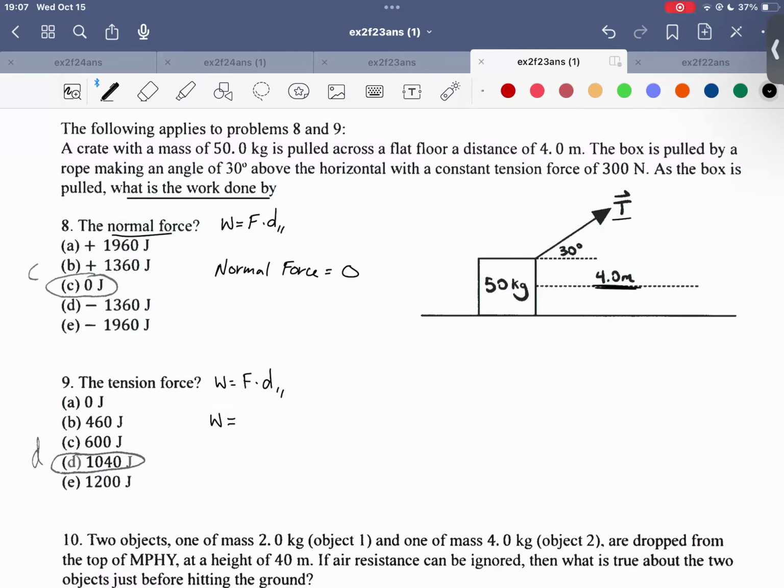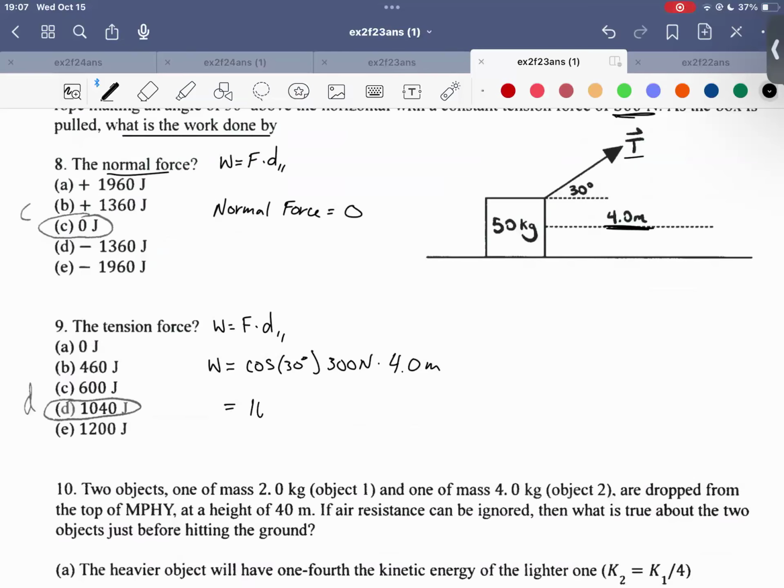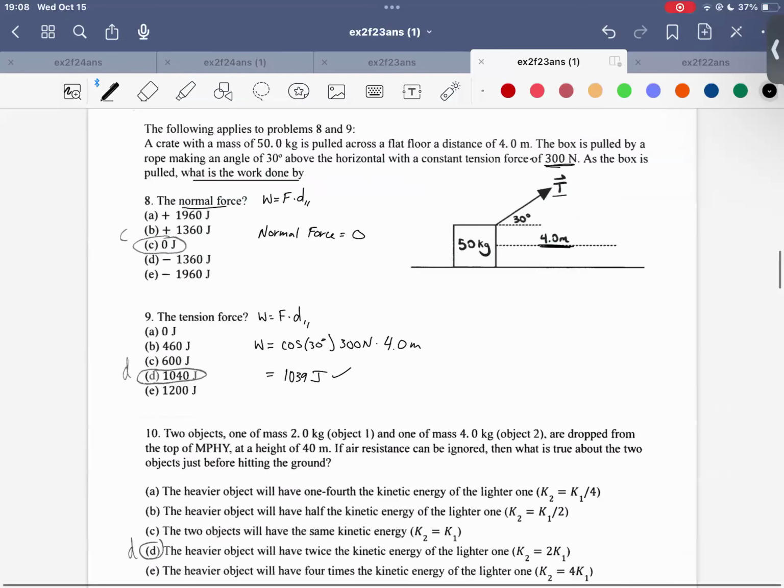And so we say cosine 30 degrees times our tension, which we're given is 300 newtons, so times 300 newtons times displacement parallel of 4.0 meters. And so then you just solve and you get that. It should be correct. Yeah, it gives you this. So that's 8 and 9.